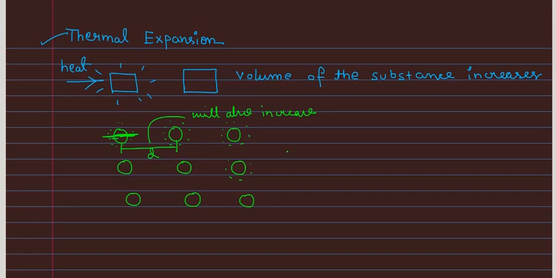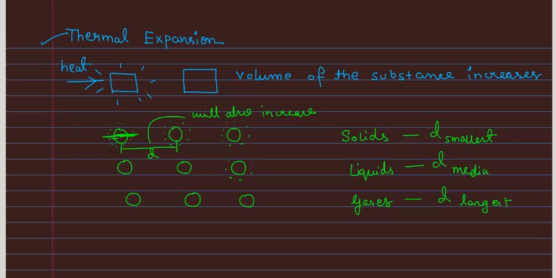I think you know this, that there are three states of matter: solids, liquids and gases. Between the three states of matter, solids have the smallest interatomic distance, that is d is smallest in solids. In gases, d is the largest, the intermolecular distance, and in liquids d is medium, that is, it is intermediate between solids and gases.